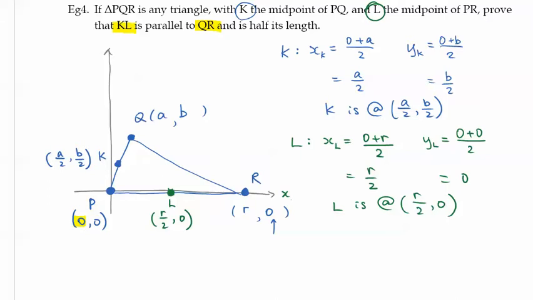So in this case, let me calculate the slope between Q and R, K and L. These are the two things that we need to work on. We can find the slope between 2 points using the slope formula: y2 minus y1 over x2 minus x1.